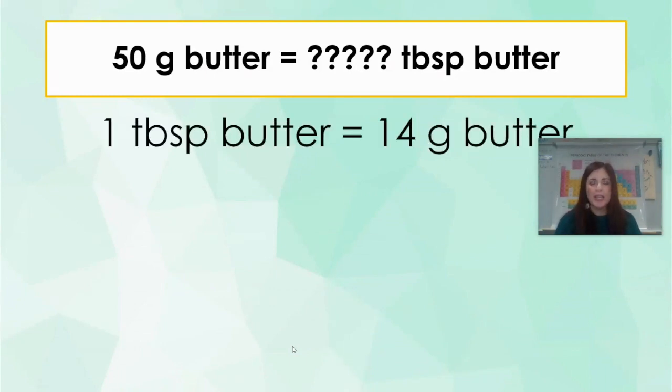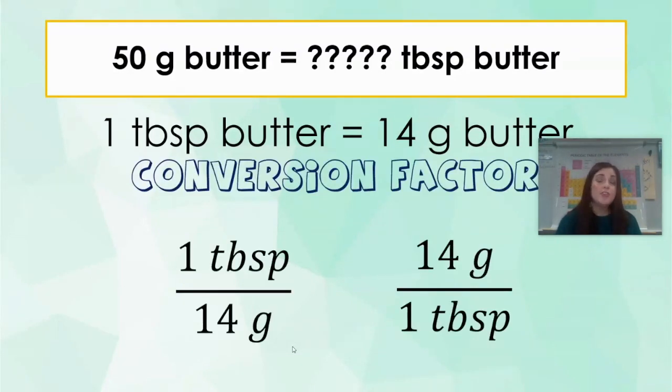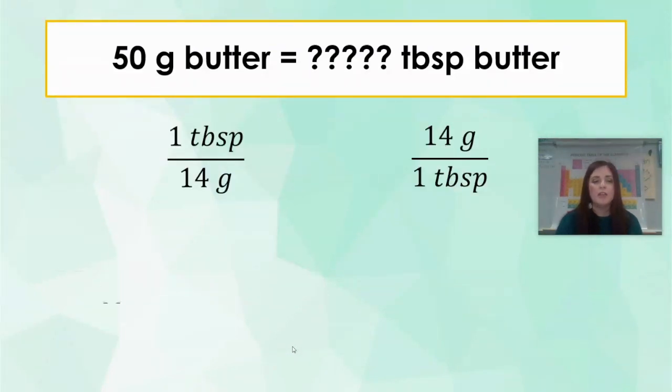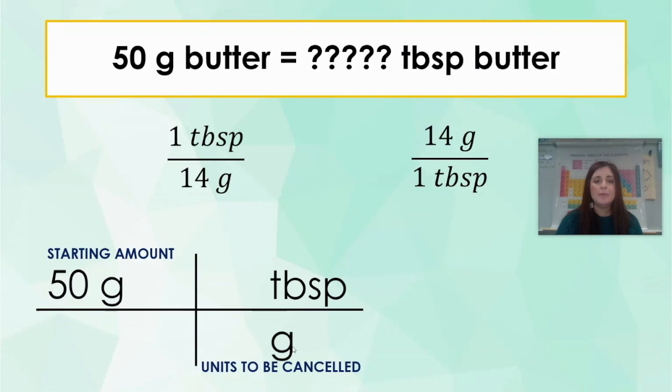So here's the conversion factor again. So 1 tablespoon of butter is equivalent to 14 grams of butter. That's my conversion factor. And we could write our ratios out from that. So 1 tablespoon over 14 grams or 14 grams over 1 tablespoon. There they are again. Set up our dimensional analysis problem. So I have 50 grams. That's my starting amount. Whatever units on top, I'm going to bring down to the lower right-hand corner. That's the unit that's going to be canceled. Whereas the tablespoon is the desired unit that's going to go on top.